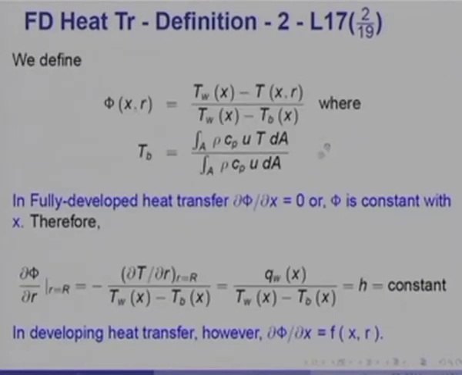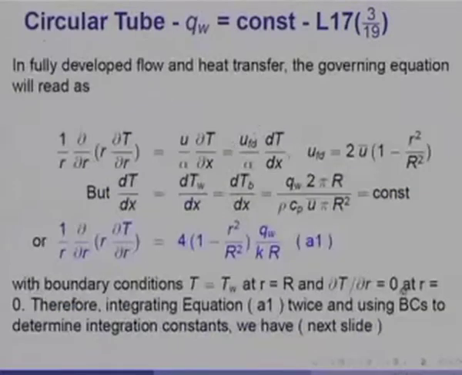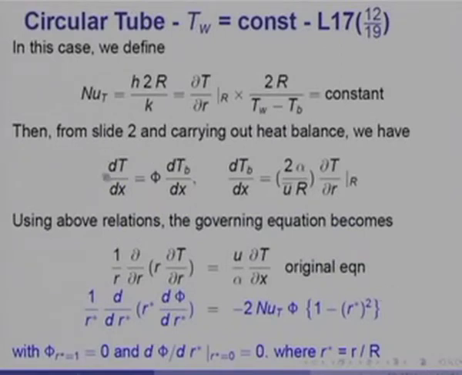and recall that this is the condition for fully developed heat transfer for h equal to constant. Then you will see that dT/dx would be simply phi times dT bulk/dx. And dT bulk/dx would be, from heat balance, 2 alpha divided by u bar r equal to q dT/dr.